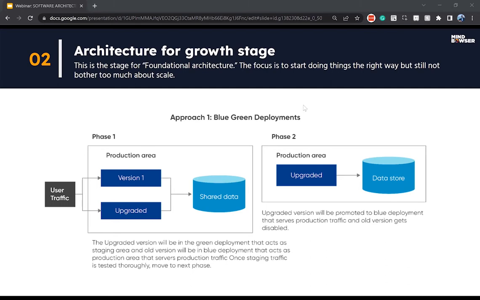So what we can do is follow these deployment strategies. This is what we call a blue-green deployment. In blue-green deployment, what we do is we take the beta release and eventually split this into blue and green.